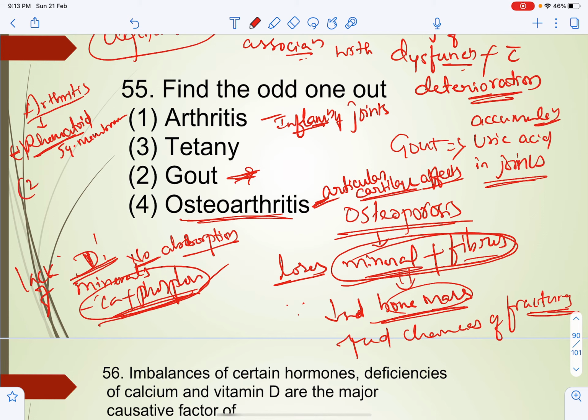And then the second one we discussed, that is osteoarthritis. Here I already discussed, articular cartilage is affected.